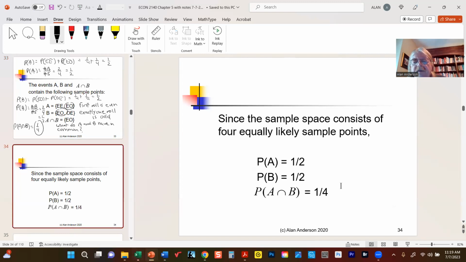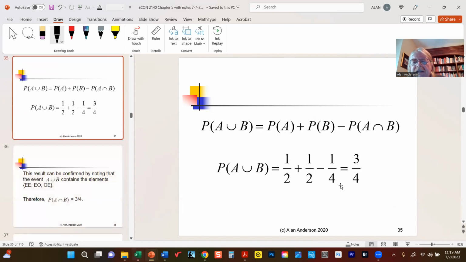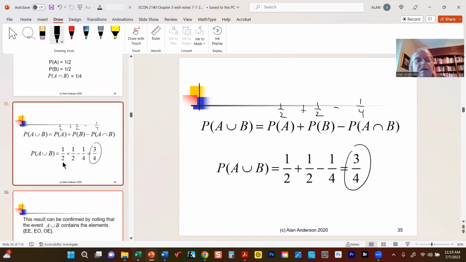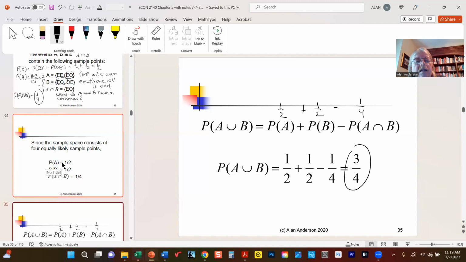All right, this is the summary of the results we just got. Here's your addition rule. Remember, this is a half, and this is 1/4. Ultimately, you end up with 3/4 as your probability of getting the first roll even or exactly 1 roll is odd.